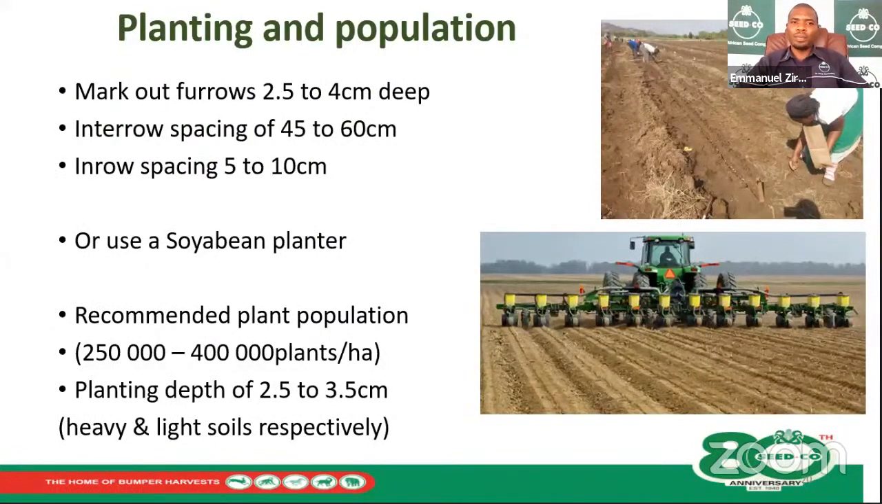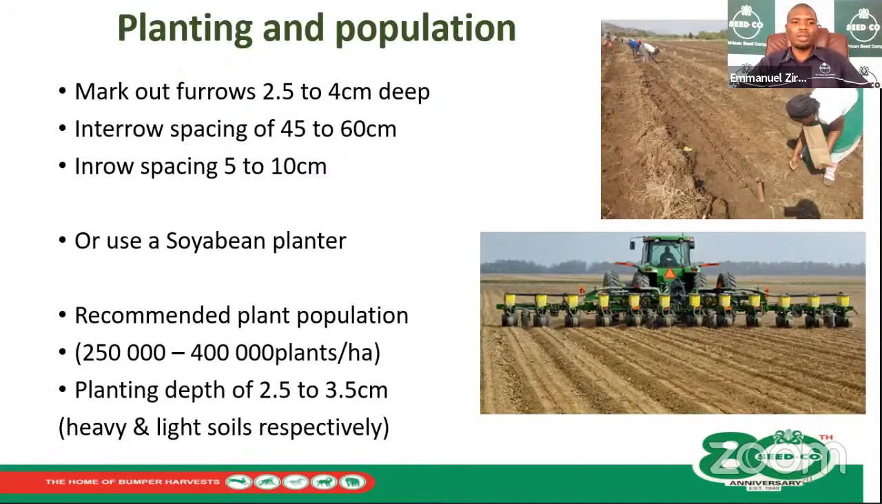And now we go to the planting and plant population. So sugar bean, you either plant them manually or you can use a planter. Planting it manually, you need to mark out furrows that are 2.5 to 4 centimeters deep. Don't deep plant your sugar bean because it won't germinate. You'll be burying it for good. The interrow spacing recommended ranges from 45 to 60 centimeters. The in-row spacing also ranges from 5 to 10 centimeters, depending on the target population.